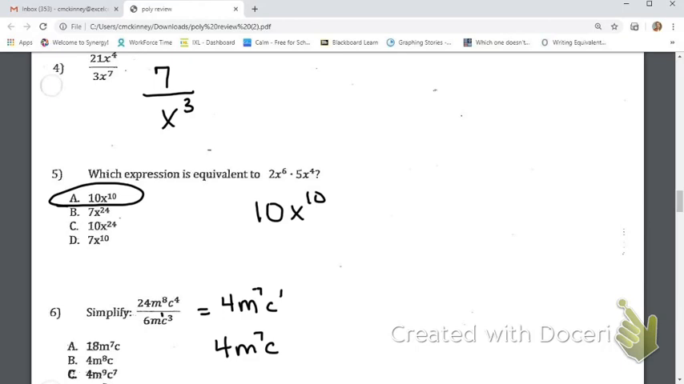So division: divide the numbers, or if they don't divide, try to reduce, and subtract exponents.